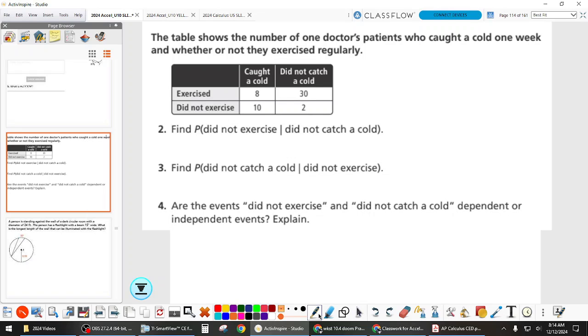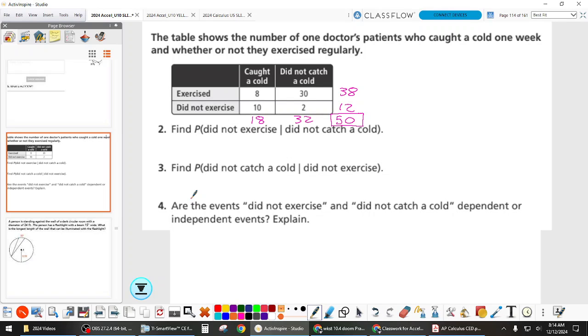Alright, so this table sets up to be a two-way frequency table, but what's missing from it? The totals. Yeah, the totals need to be put on there. 18, 32. And what should be true as we add horizontally and vertically? They need to be equal. Yeah. Which is 50.